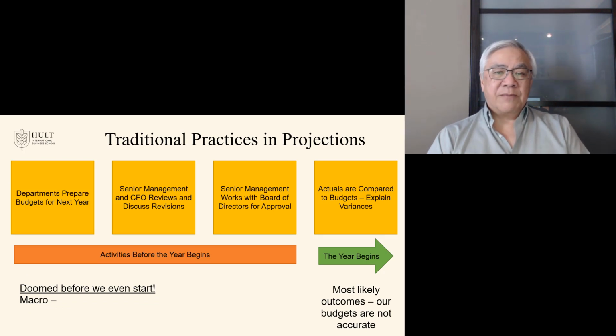Traditional practices in projections and specifically for budgets look like this. Departments prepare budgets for the next year before the year begins. The senior management, including the CFO, reviews, discusses the revisions, and they essentially negotiate for what optimally will be best for the company as a whole. Then senior management, once they're comfortable with it, will present and recommend it to the board, and typically the board will discuss some and make some tweaks, but probably not major revisions, and get it approved.